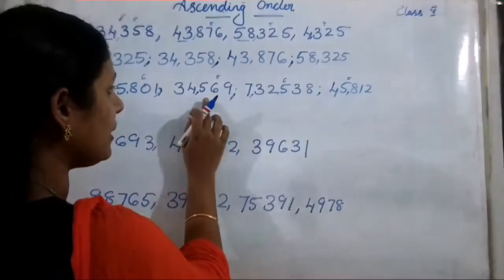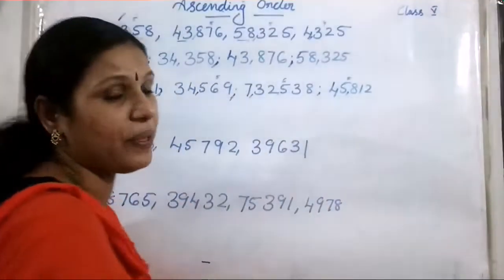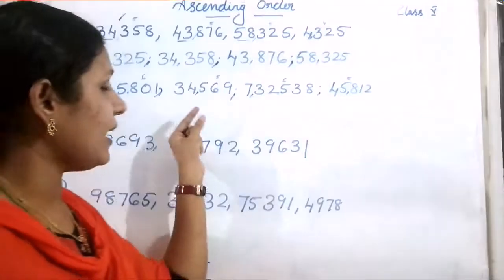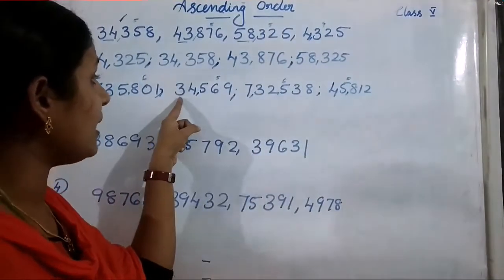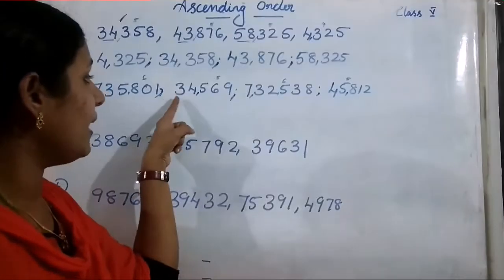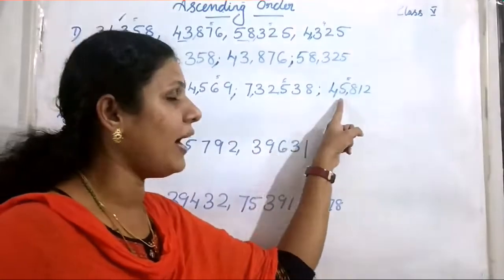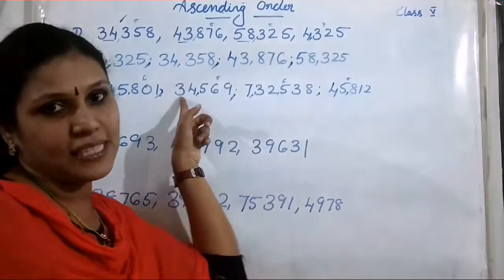That is 34,569 and 45,812. So we select the highest place value of this. Here the highest place value is 34,000 and here it is 45,000. That is 34 and 45. Comparing this, which is the smaller one? 34 is the smaller one.